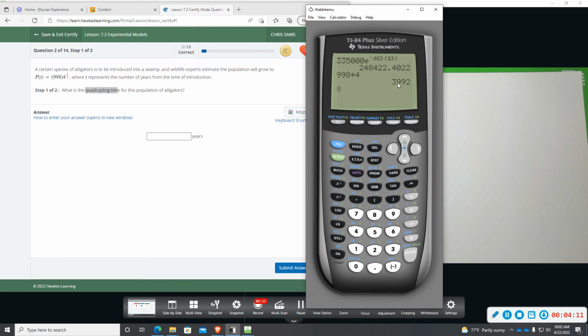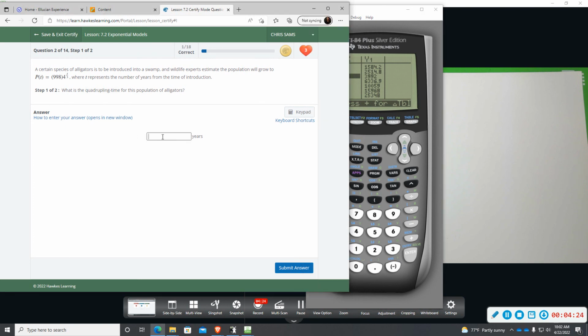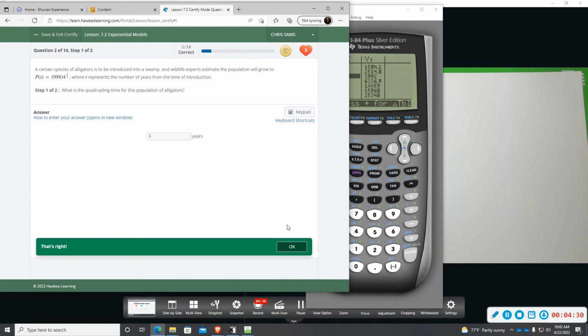So according to that formula, that's going to be 3992. And then if we go back to the second graph to see our table, that 3992 number happened in 3 years. So it's going to take 3 years for these alligators to quadruple in size. So my answer is 3.